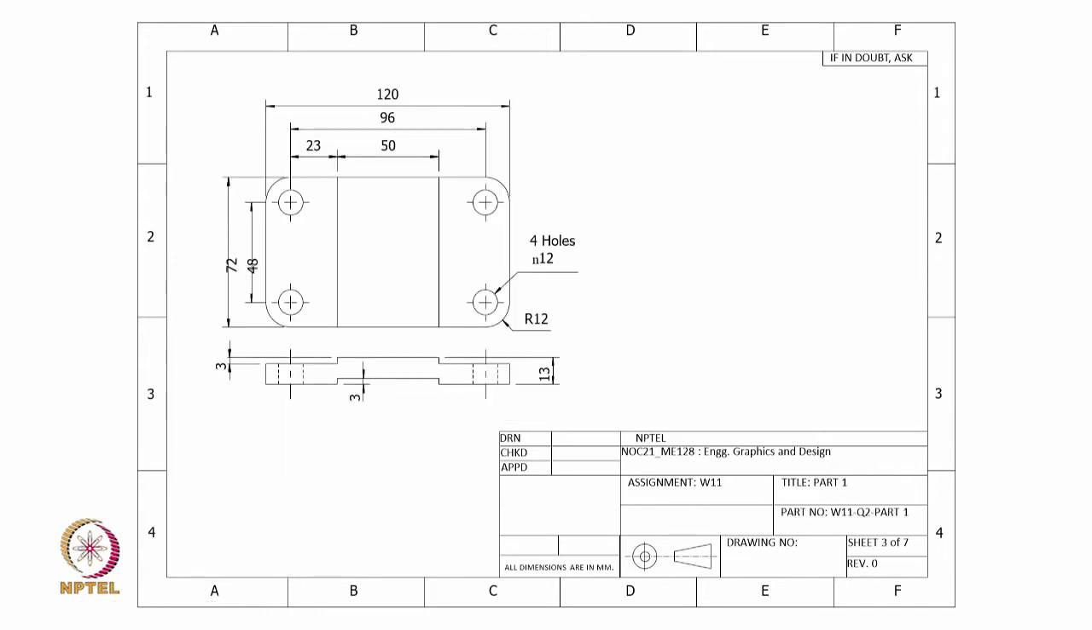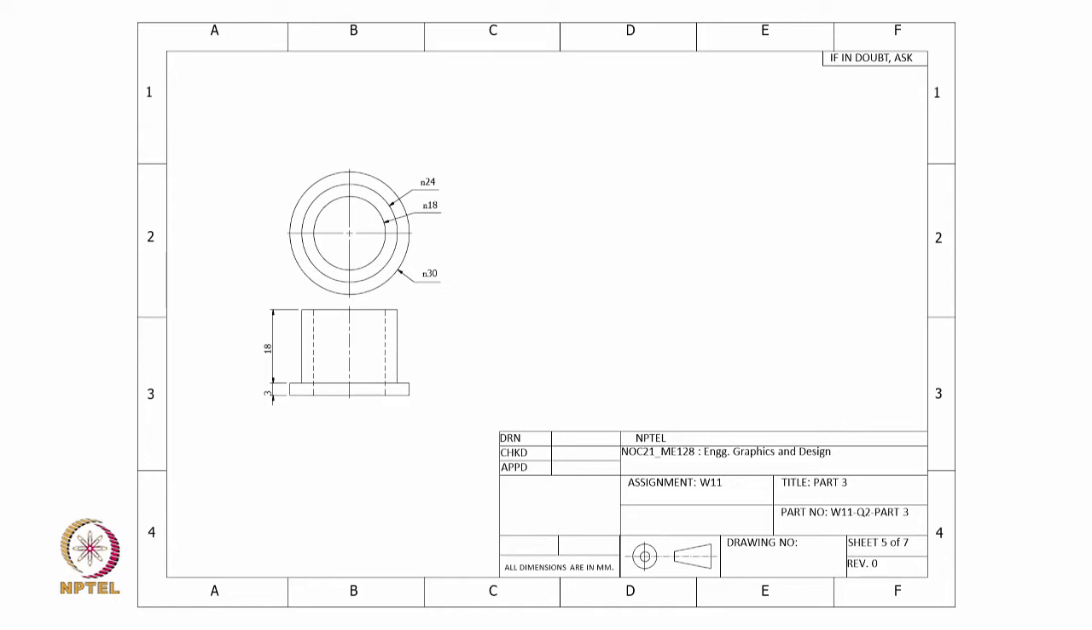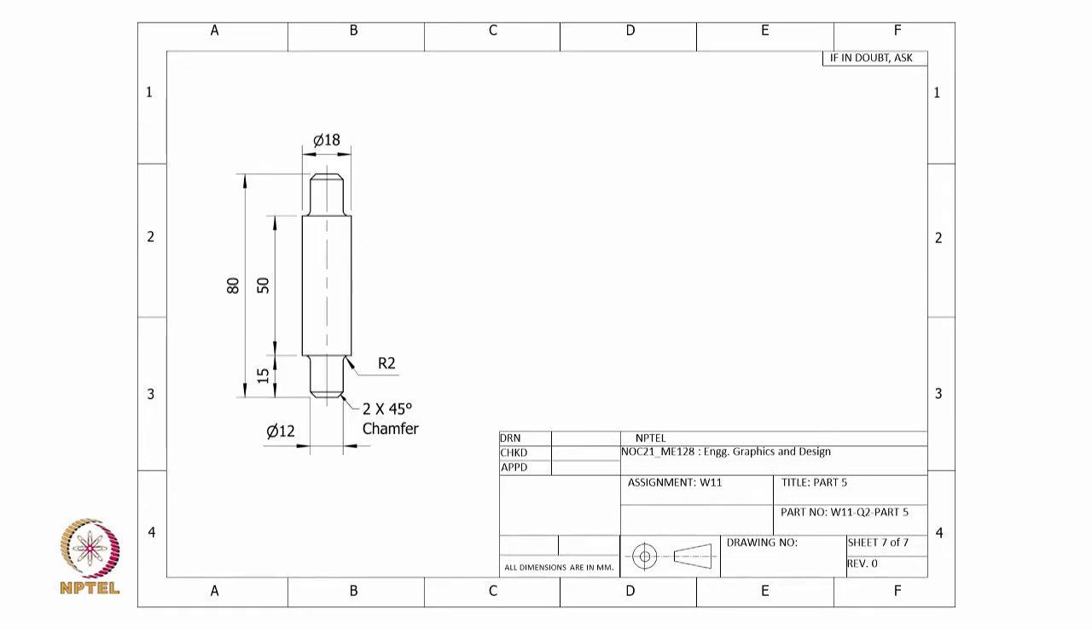So, we have drawings of each of these parts. This is part 1, the base plate. Next is part 2, the ones sitting to the left and right which hold the shaft. Next is part 3, the collar, again with quantity 2, one to the left and right. Part 4 is the pulley, and lastly part 5 is the shaft which is sitting on the supports at the left and right.